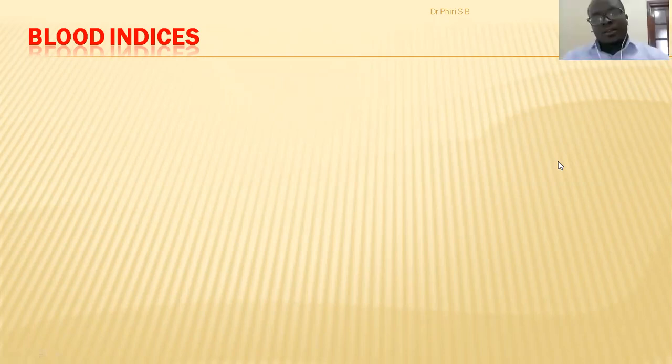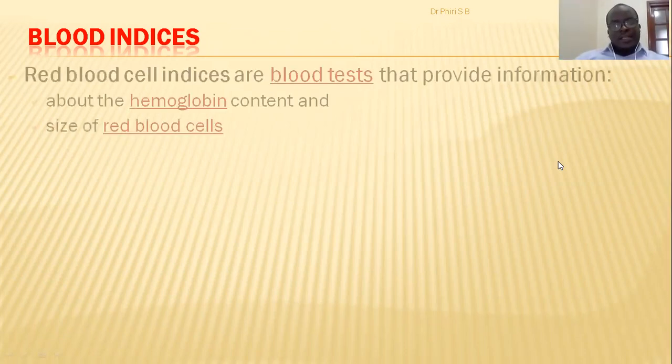Okay, so the last thing that we're going to look at is blood indices. These are the last things that we're going to discuss, and then we'll end this class. So blood indices, we start. What are blood indices? How can you define blood indices?